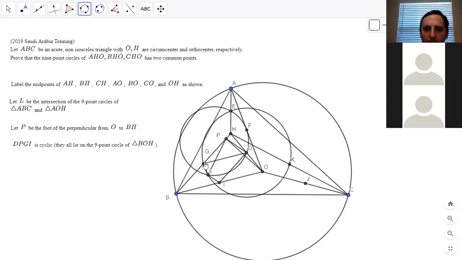So yeah, GPDI is an isosceles trapezoid. So if we can show that PLID is an isosceles trapezoid, then that means that they're all cyclic and they all lie on the same circle. And then that would solve it.